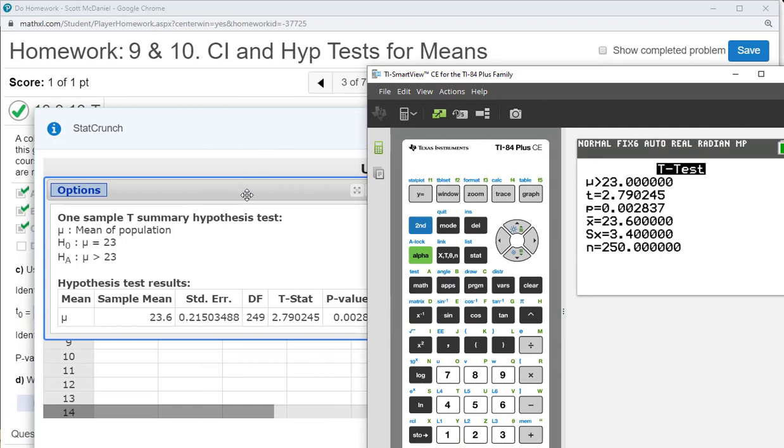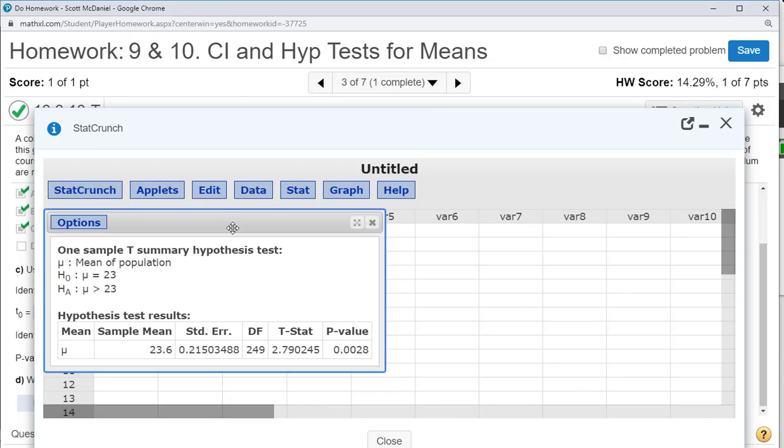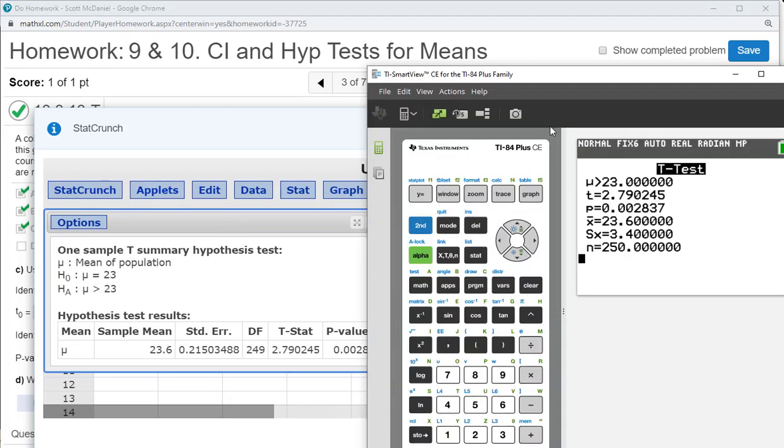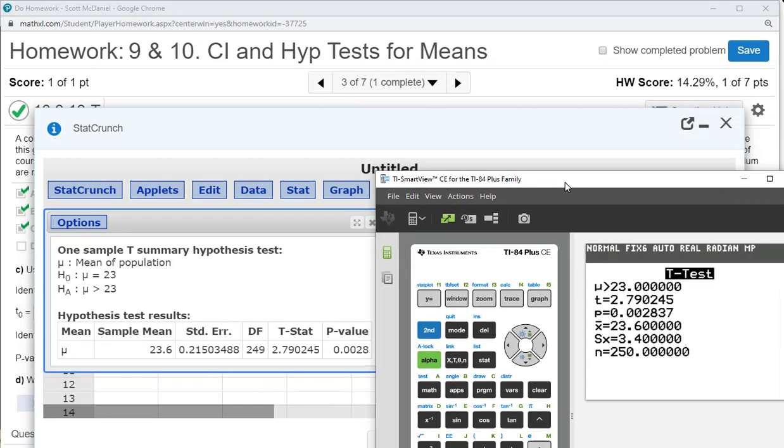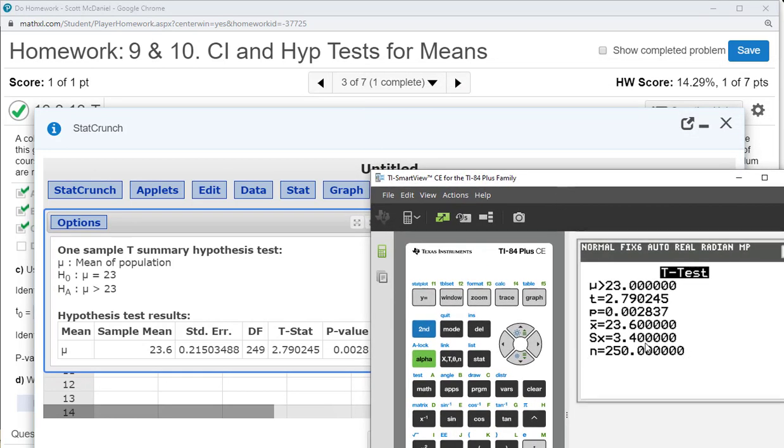Here are the two outputs side by side. Hopefully that's fitting on there. Okay, so everything lines up. So I hope that helps.